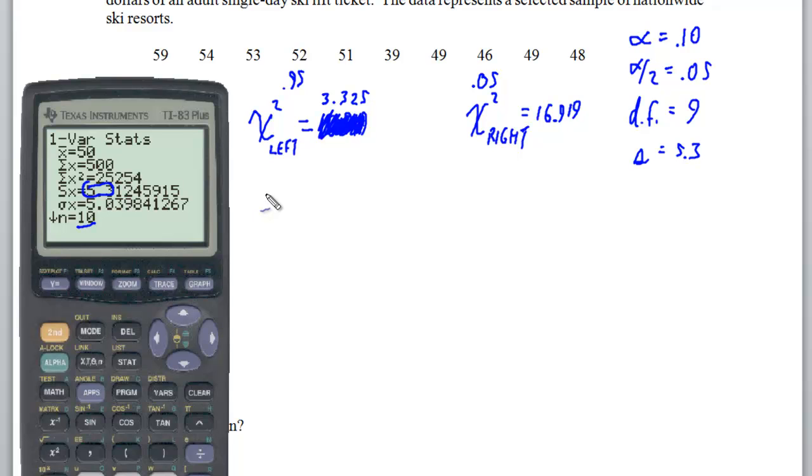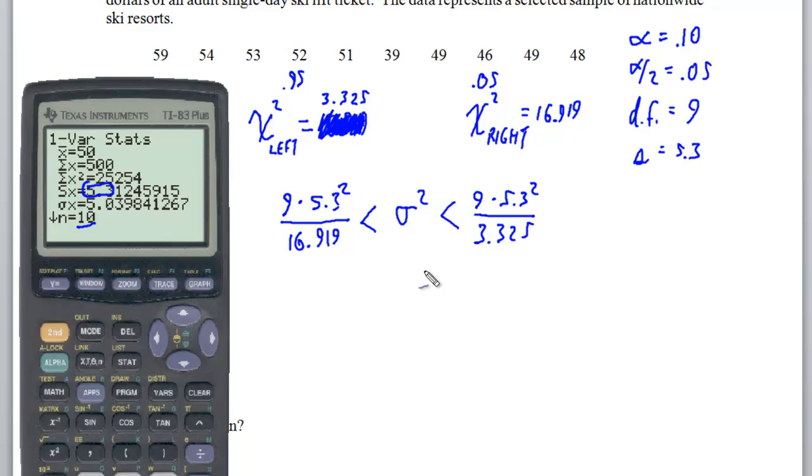We are now going to type everything into our little formula here. N minus 1 times the standard deviation squared, 5.3 squared, over our chi-squared right, which is 16.919. That was my mistake. I looked here and wrote that here by accident. And this is going to be my standard deviation squared, or variance, is less than 9 times 5.3 squared divided by 3.325.